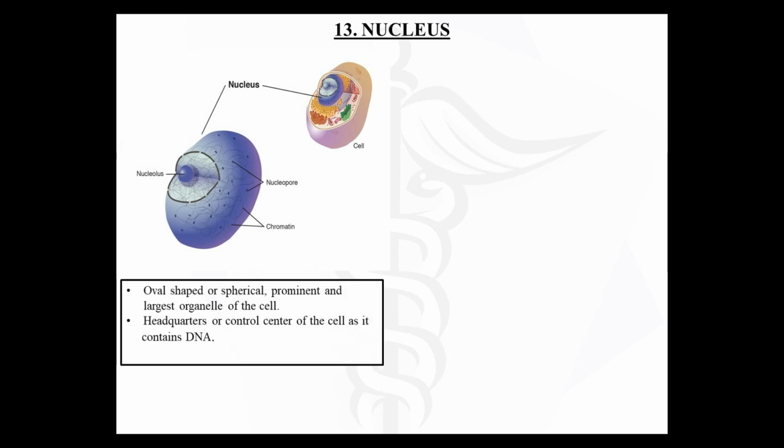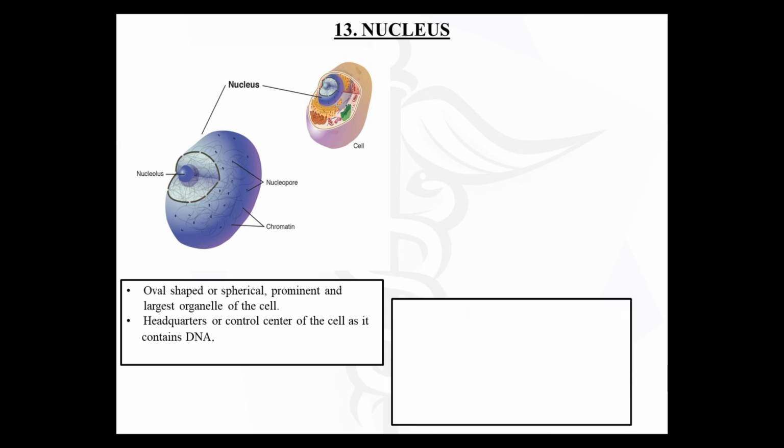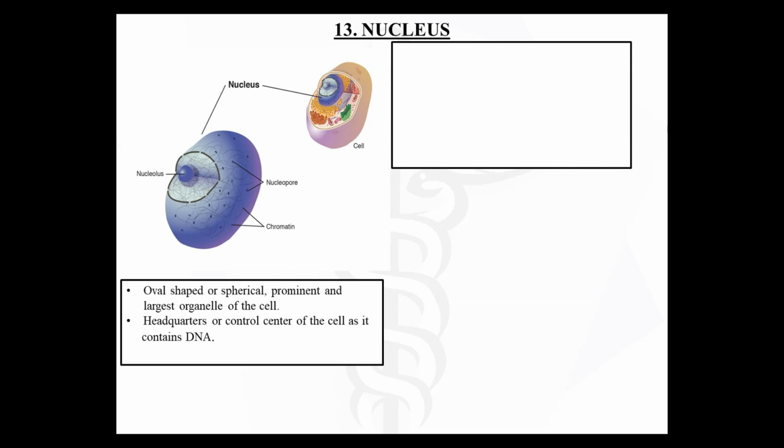The 13th structure in the cell is the nucleus. Nucleus is oval shaped or spherical, prominent and the largest organelle of the cell. It is regarded as the headquarters or the control center of the cell as it contains genetic material or the DNA that contains instructions or genetic information required for cell reproduction and building of the whole body. Nucleus shows three recognizable structures. Those are nuclear envelope, nucleolus and chromatin.